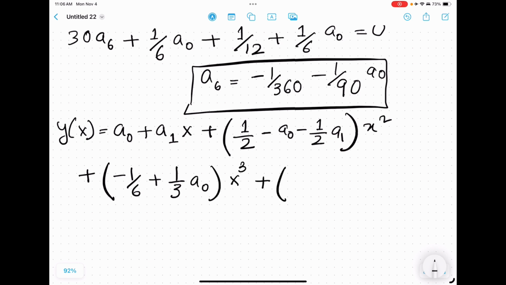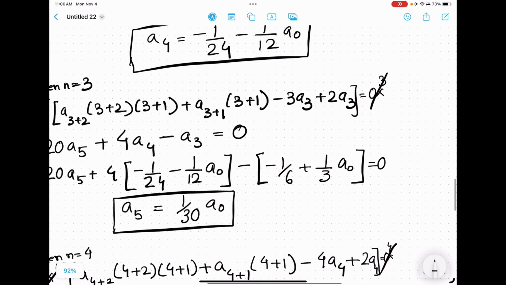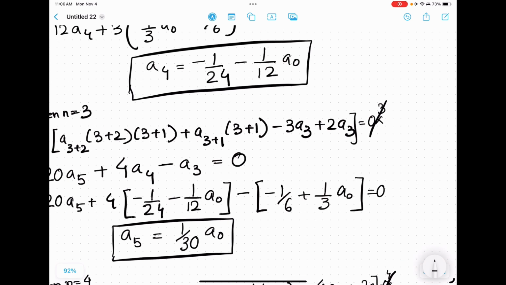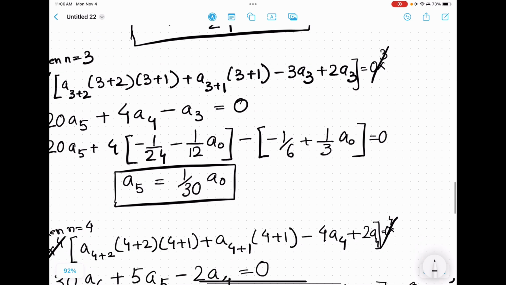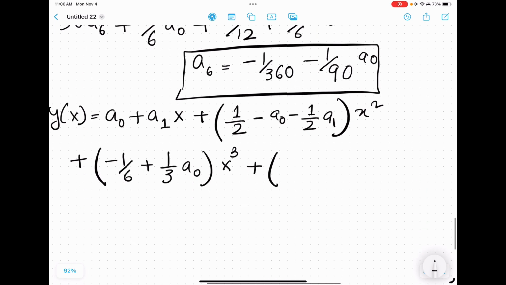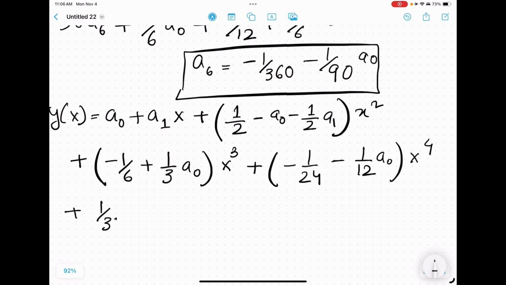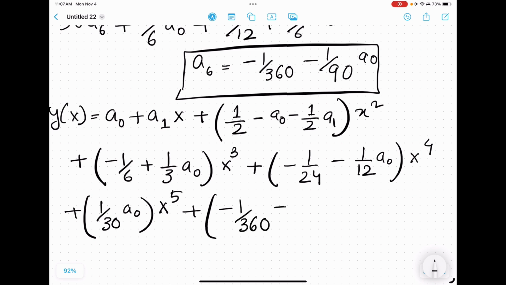Then I have my a sub 4, which was negative 1 by 24 minus 1 by 12 a sub 0. So I have negative 1 by 24 minus 1 by 12 a sub 0 x to the power 4. Then I have my 1 by 30 a sub 0, and that is x to the power 5. And then for my a sub 6, I have negative 1 by 360 minus 1 by 90 a sub 0 x to the power 6, and then so on.